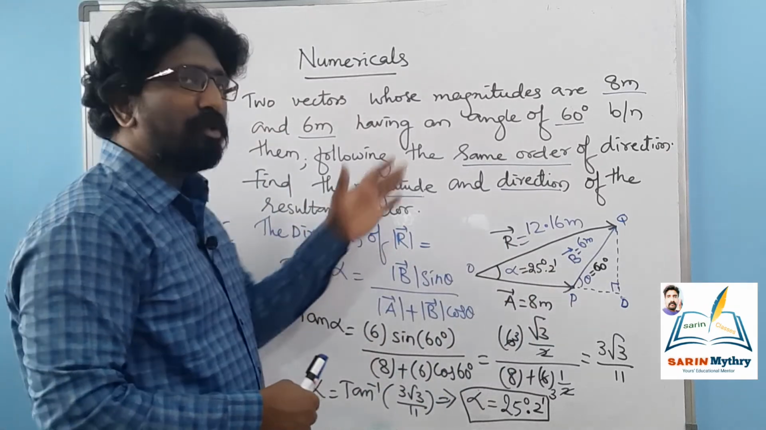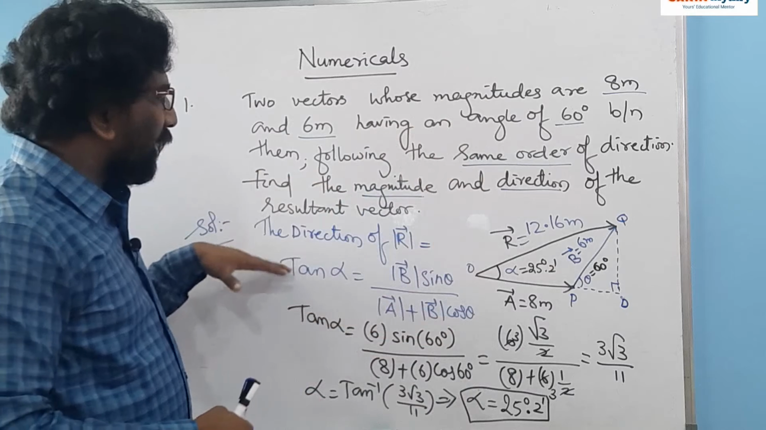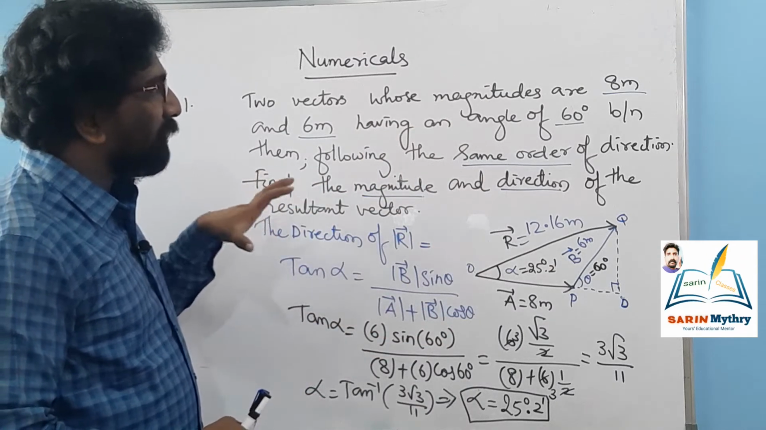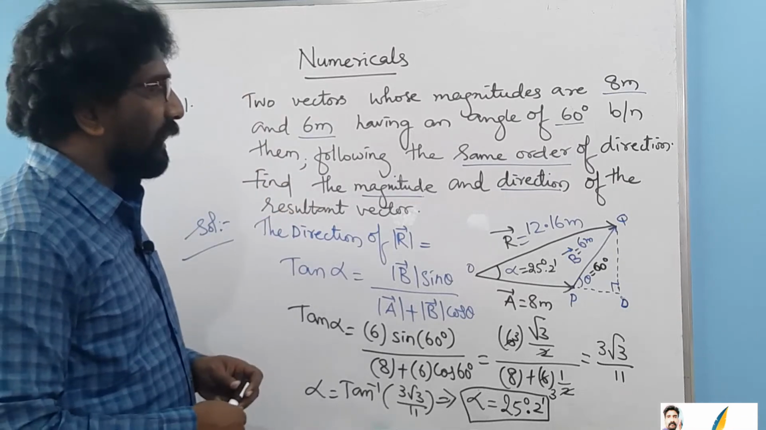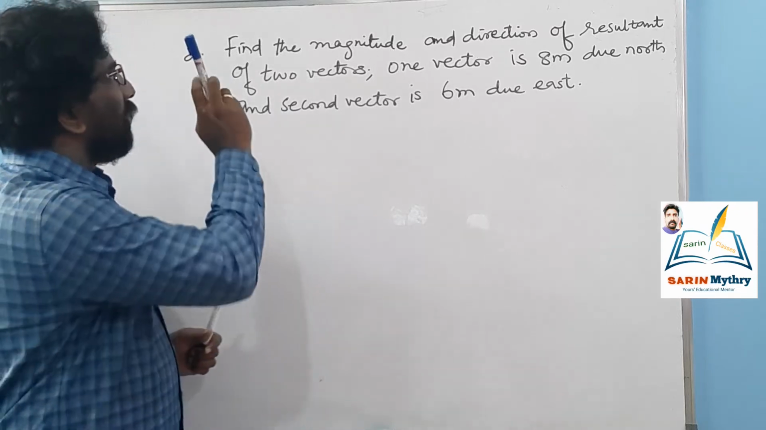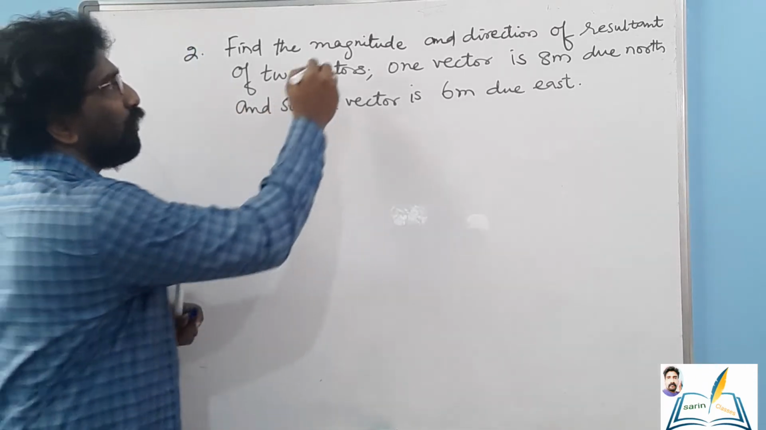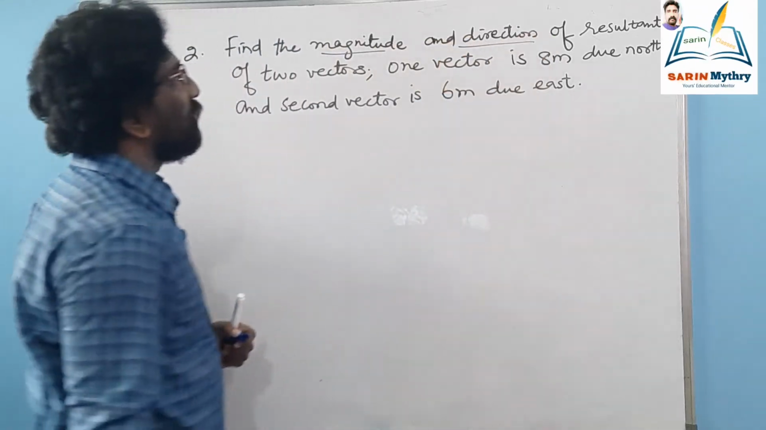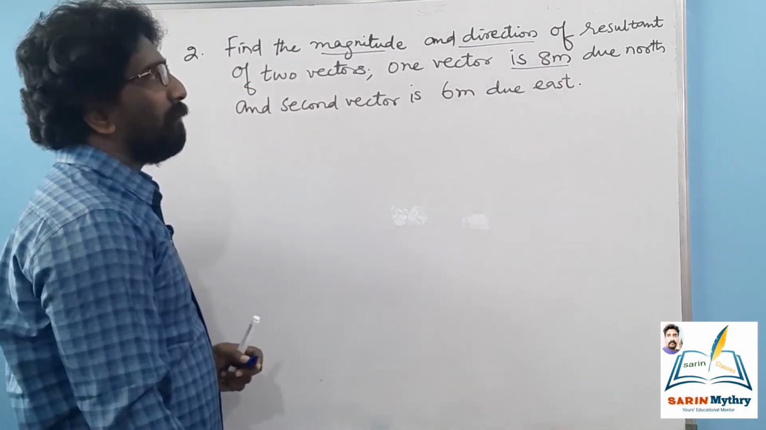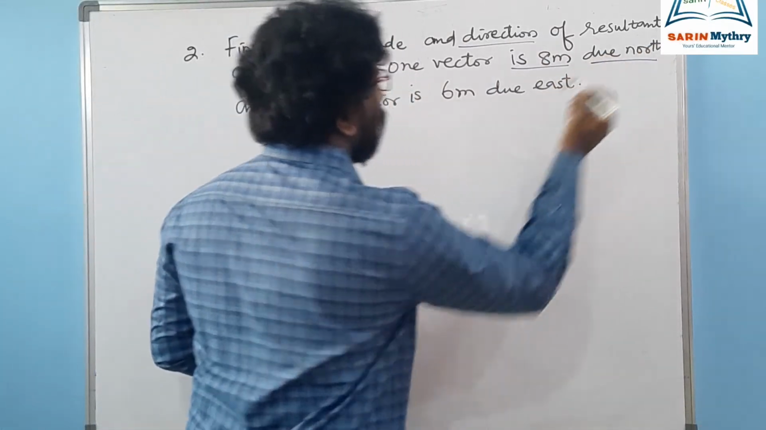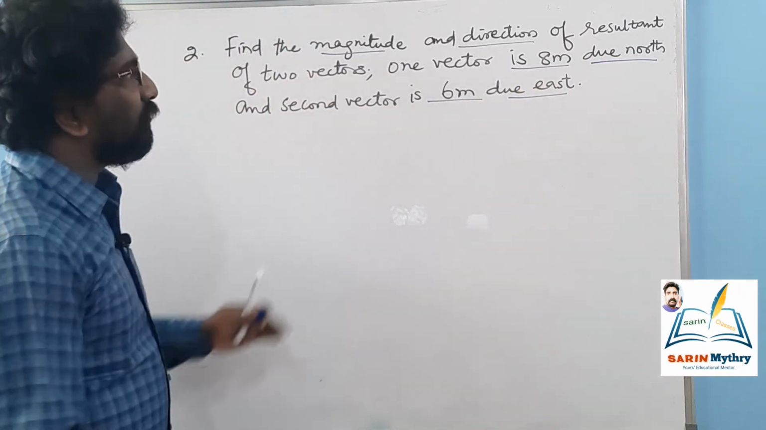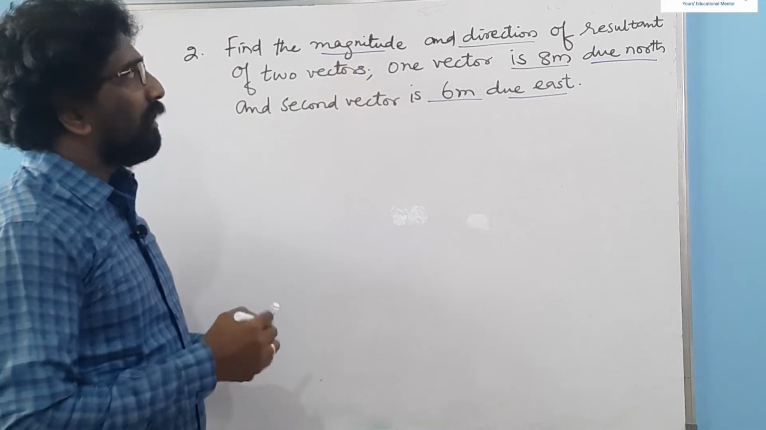So this is how you are supposed to find the magnitude and the direction of your resultant vector. And these are the kind of problems regarding vector addition. In this one, it is given to find the magnitude and direction of a resultant vector. One vector has a magnitude of 8 meter in the direction of north, and the second vector is 6 meter due east. So this is a question for these two vectors. I need to find out the resultant vector.